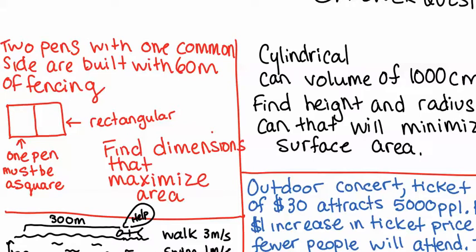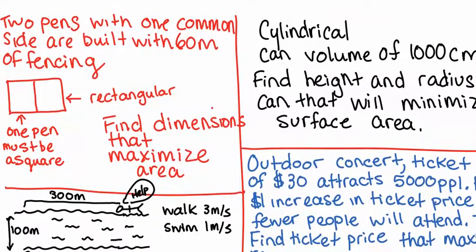These are the ones I gave you guys in class today, so let's check one of them out: the animal enclosures. We've got 2 pens, with one common side, built with 60 meters of fencing. Here's a diagram of the pens. One pen must be a square and the other a rectangle, and we want to find the dimensions that will maximize the area.